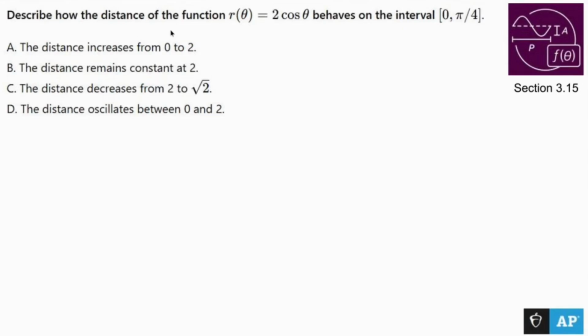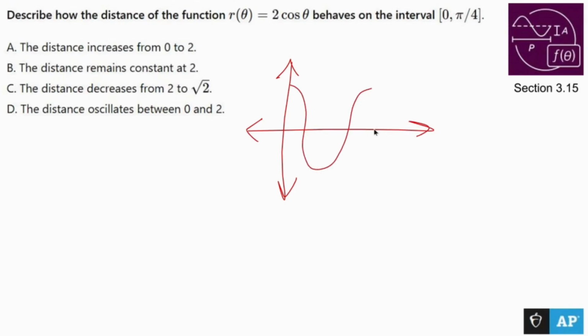Describe how the distance of the function r of theta equals 2 cos theta behaves on the interval 0 to 4 pi. Well, I know this is polar. I don't want to view it that way. I'm going to view it as a regular old equation. All right, so 2 cos theta is going to look like a U, right?